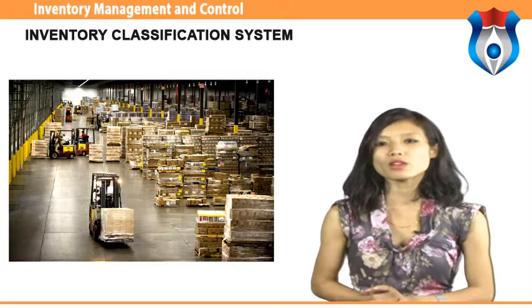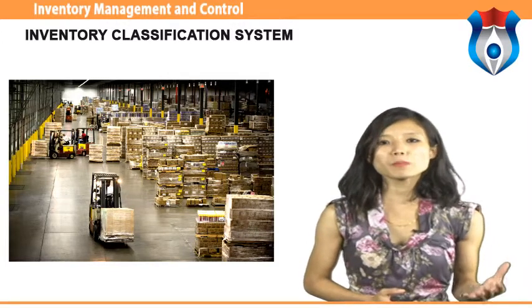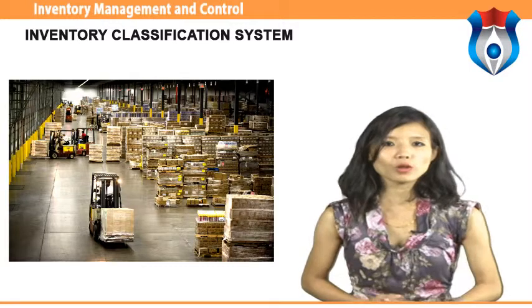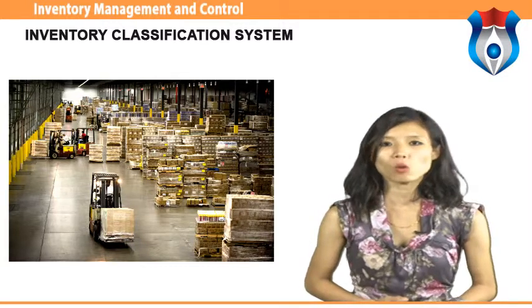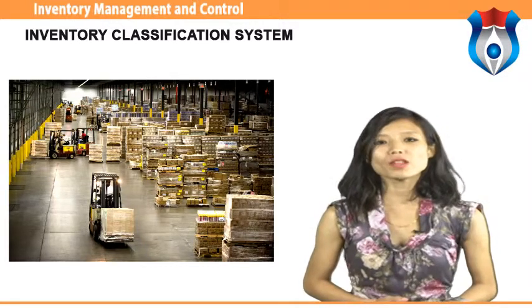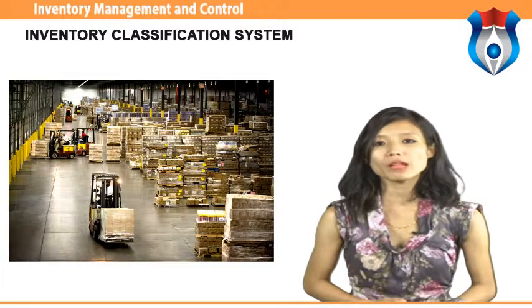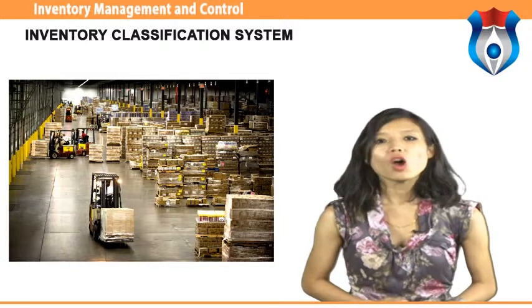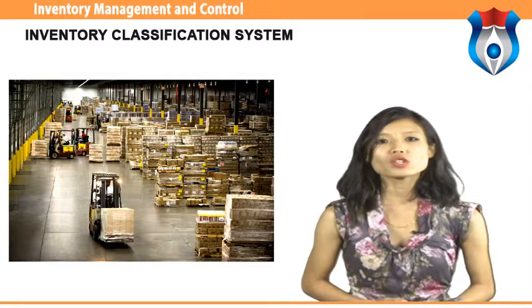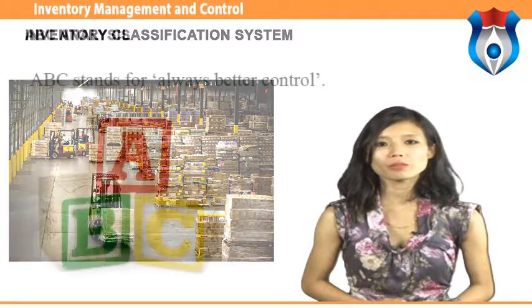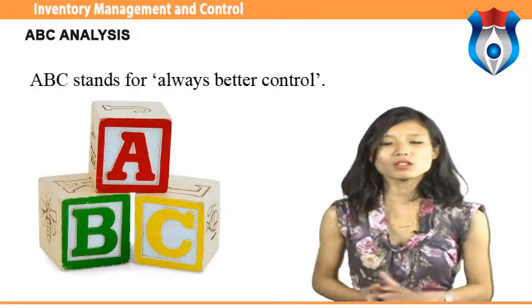The primary focus of the inventory controller is to maintain optimum inventory levels and determine order or replenishment schedules and quantities. They try to balance inventory all the time and maintain optimum levels to avoid excess inventory or lower inventory, which can cause damage to the business. ABC stands for Always Better Control.